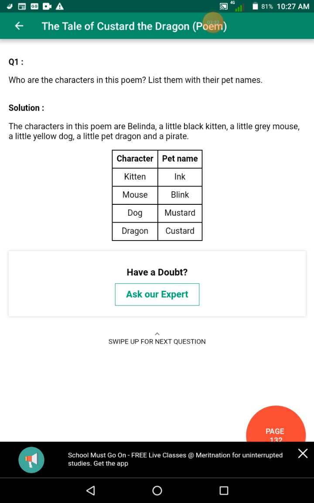Yes? Can you write it in your notebook also? Kitten is Ink. Mouse is Blink. Dog is Mustard. Dragon is Custard.